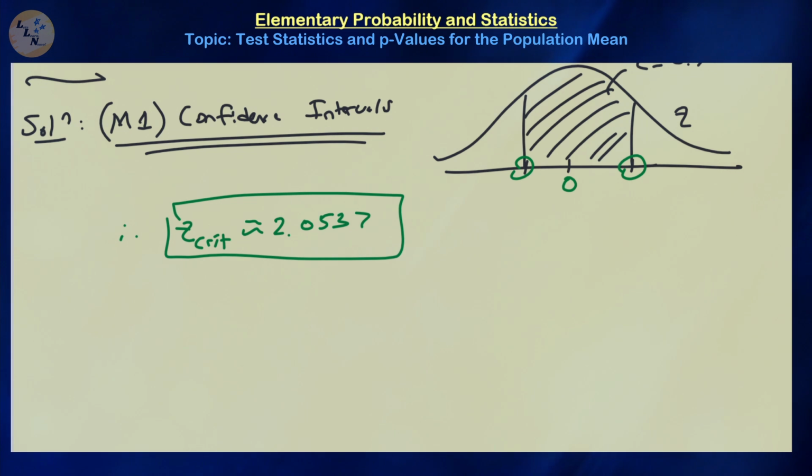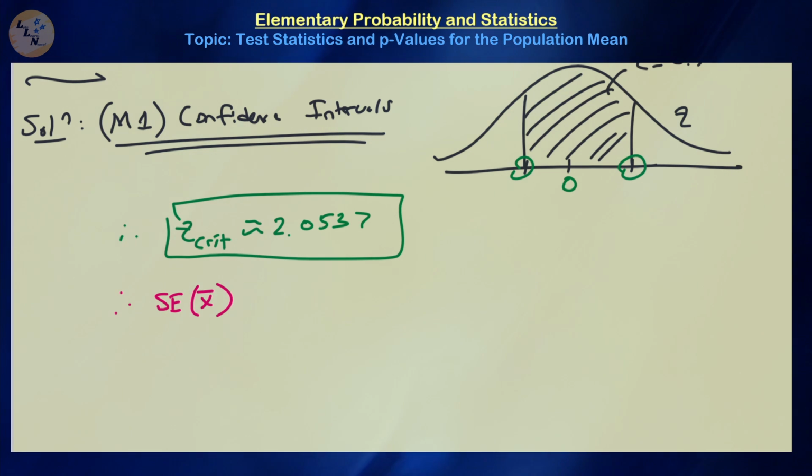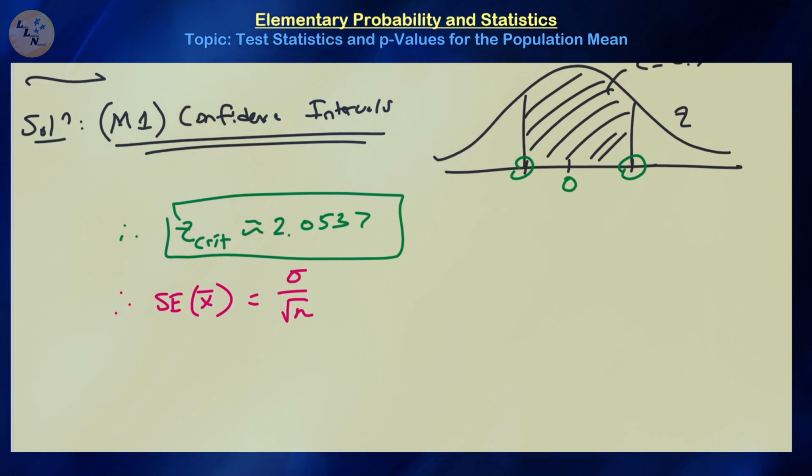For confidence intervals, what is the next thing we need? We need to calculate the standard error of the estimate associated to using x bar as an approximation for mu. Since we know sigma, that's going to be sigma divided by the square root of n, and we don't know anything else about the population, so that's that. Sigma was given to be 8.2, and our sample size was 28.